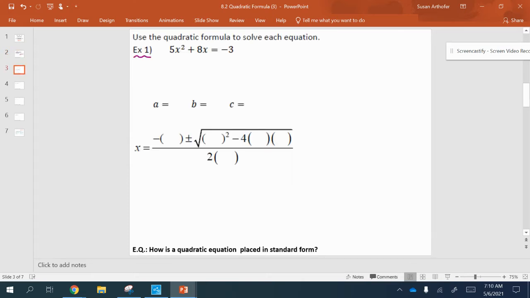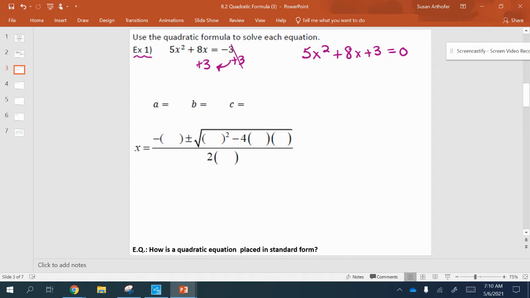Okay, so here's example 1. You can see it does not say equals 0. So we have to pop over this -3. We're going to do that by adding the 3 on both sides of the equal sign. So we're getting this first into standard form so that the equation says equal to 0.